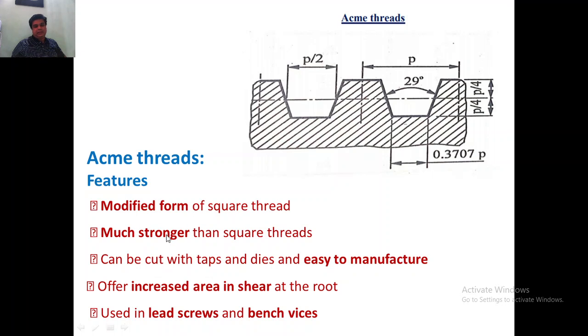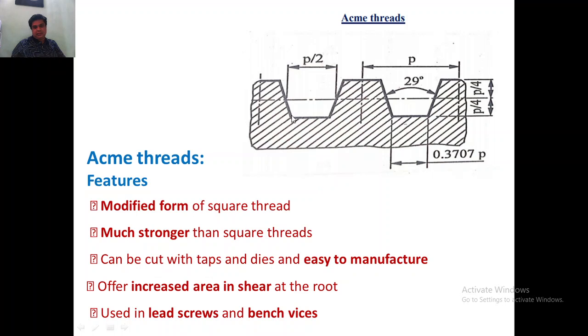In case of the strength or efficiency, and it can be cut, so the manufacturing feasibility is easy compared to the square threads. That's why that perpendicularity is eliminated and the faces are inclined to ease the manufacturing of these particular threads. It can be cut with taps and dies, and it is easy to manufacture because of this profile here. You can see here it offers increased area in shear at the root.